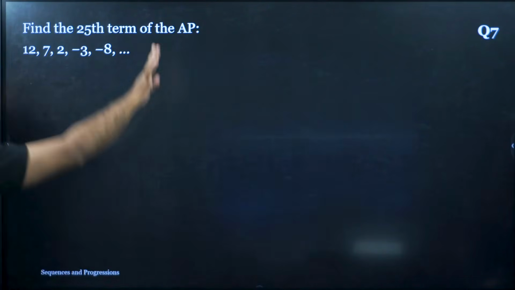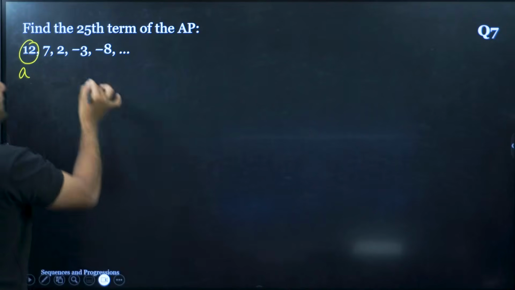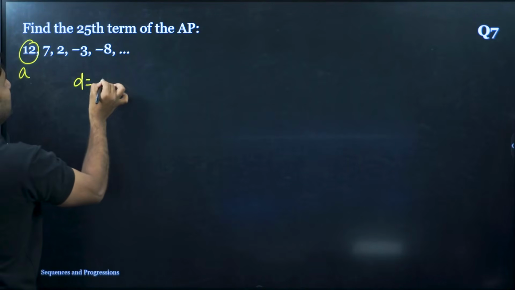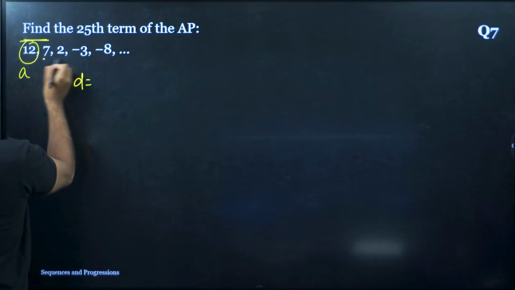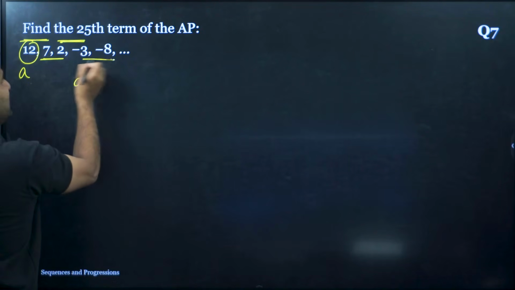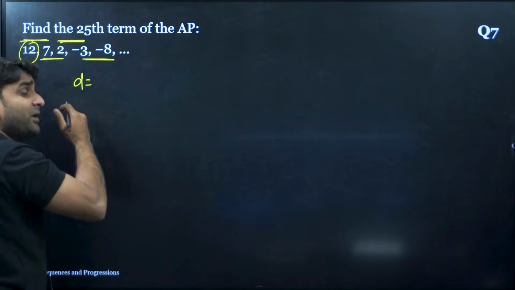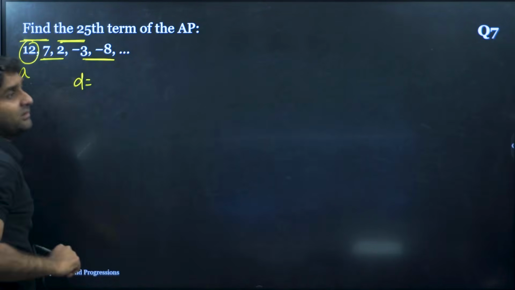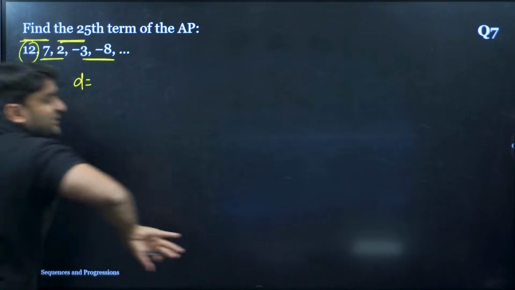Okay. So the AP is given to you, guys. This will be your A, the first term. And what will be D, guys? D, you can subtract any pair. You can take these two, you can take these two. But make sure, always subtract the before number from the after number. That means succeeding minus preceding.